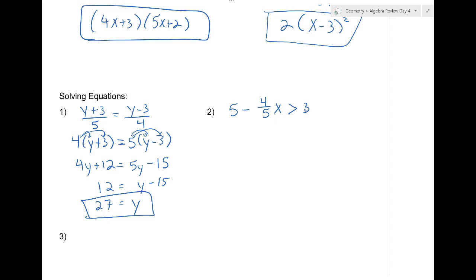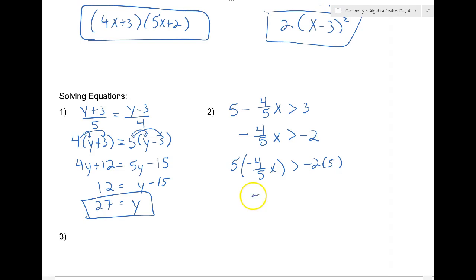Well, how do I solve this inequality? Well, you still want to isolate the x. So the first thing you're going to do is subtract 5 from both sides. So then you get negative 4/5 x is greater than negative 2. Then the next thing you're going to do is multiply both sides by 5. And the reason why I want to do that is I want to get rid of my fraction here. So I get negative 4x is greater than negative 10. Now I need to solve for x. And then you have to divide by negative 4.